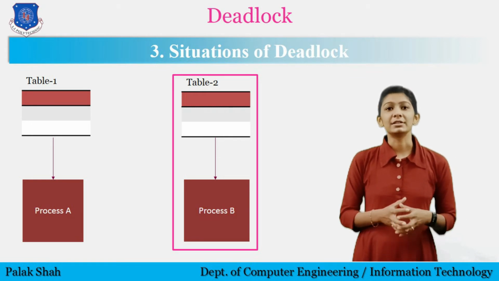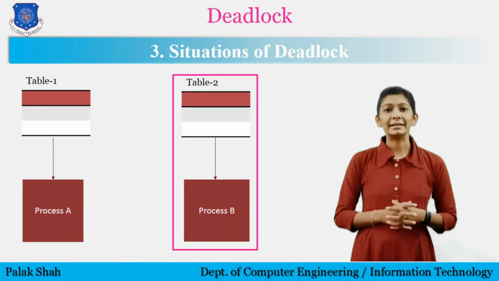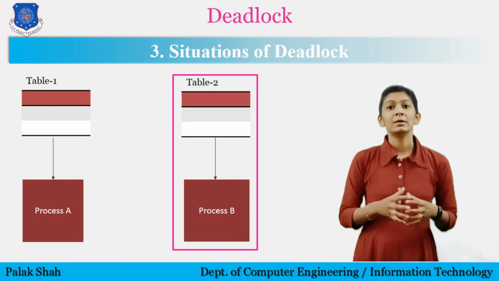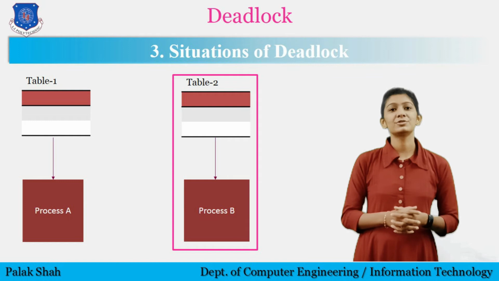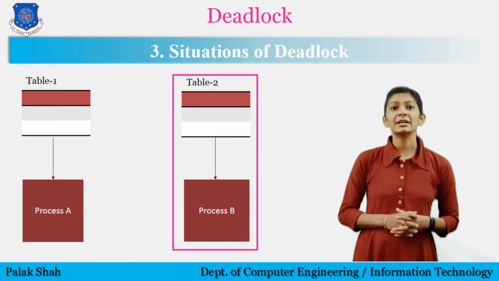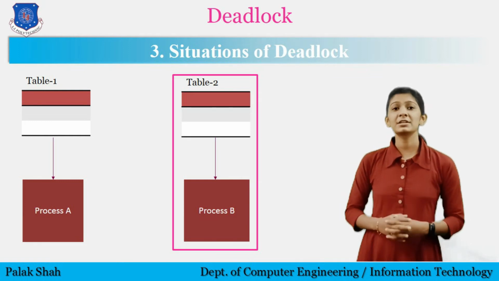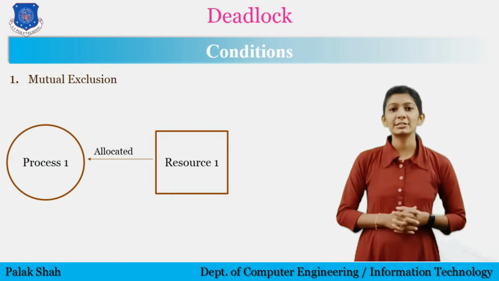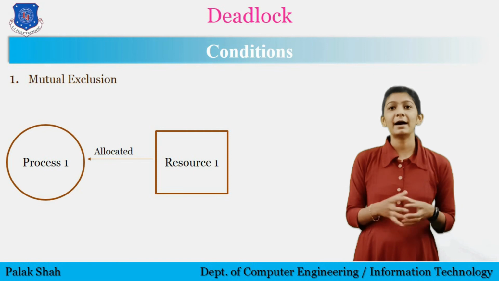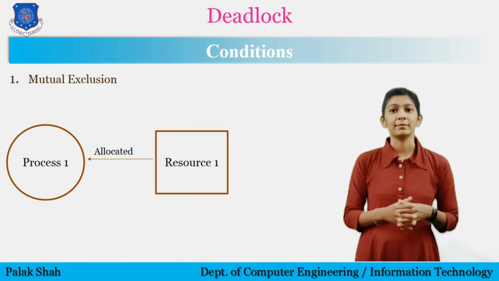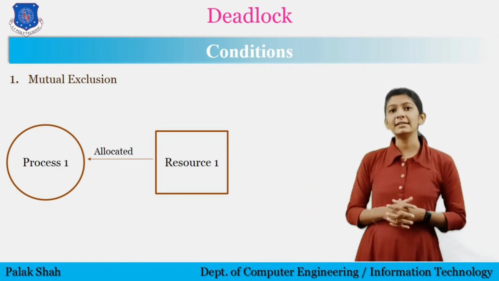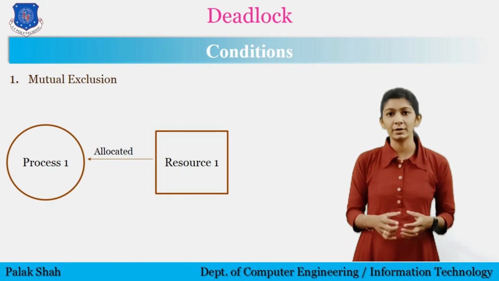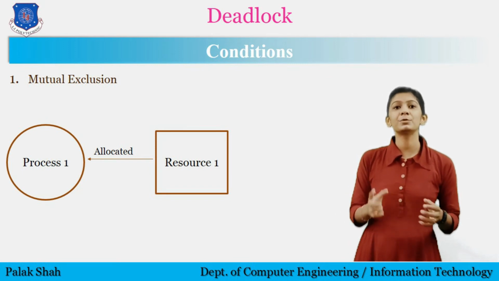A deadlock occurs if four conditions hold true. These conditions are not mutually exclusive. The first condition is mutual exclusion. There should be a resource that can only be held by one process at a time. In the diagram, there is a single instance of resource 1 and it is held by process 1 only.